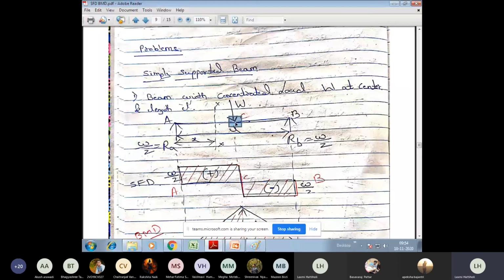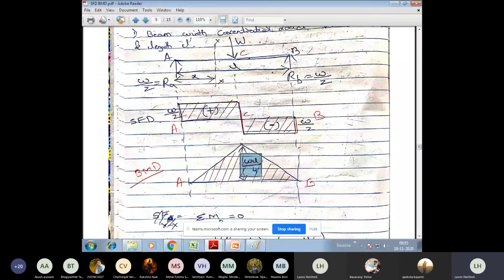Now take the moment of RA at the point C, and you know that it is sagging, so plus. So RA into the distance between A and C, L by 2. What is RA? W by 2. So W by 2 into L by 2, what is the answer? WL by 4. Very correct. So what is the bending moment at C? WL by 4. Is this easy? Yes, ma'am. Okay.